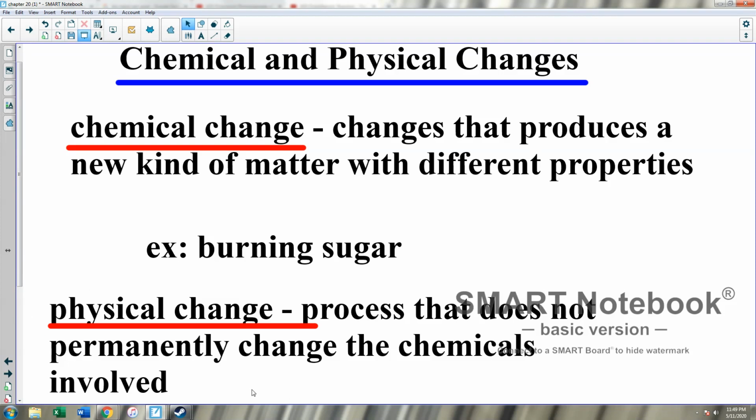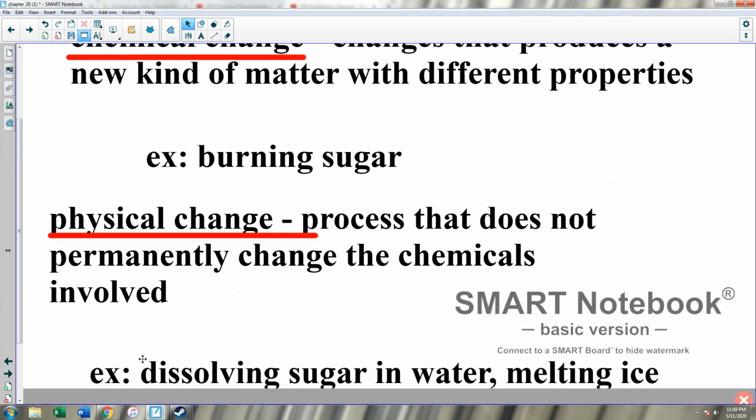In a physical change, the matter has the same properties, so hardness, density, those kinds of things, color. So burning sugar, turning sugar into a black substance, giving off smoke and heat and things like that, that would be a chemical change. But dissolving sugar in water or melting sugar or melting ice, those are physical changes. Like water is still H2O, whether it's solid or liquid or gas. Okay, so it's just at different temperatures, but it's still the same substance.